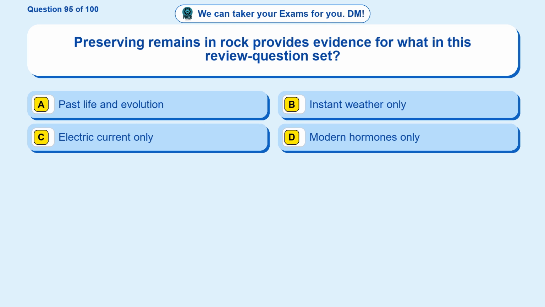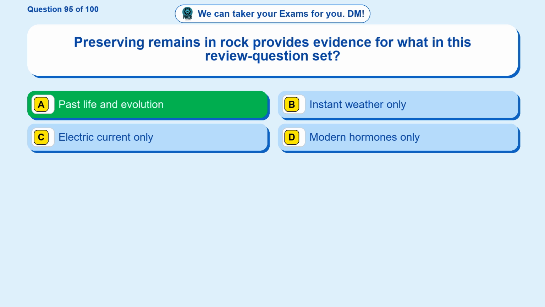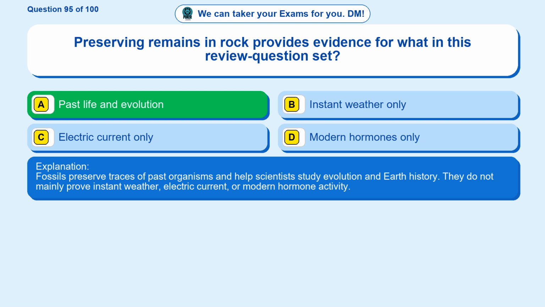Question 95. Preserving remains in rock provides evidence for what in this review question set? Option A, past life and evolution. Option B, instant weather only. Option C, electric current only. Option D, modern hormones only. The correct answer is option A. Past life and evolution. Fossils preserve traces of past organisms and help scientists study evolution and Earth history. They do not mainly prove instant weather, electric current, or modern hormone activity.